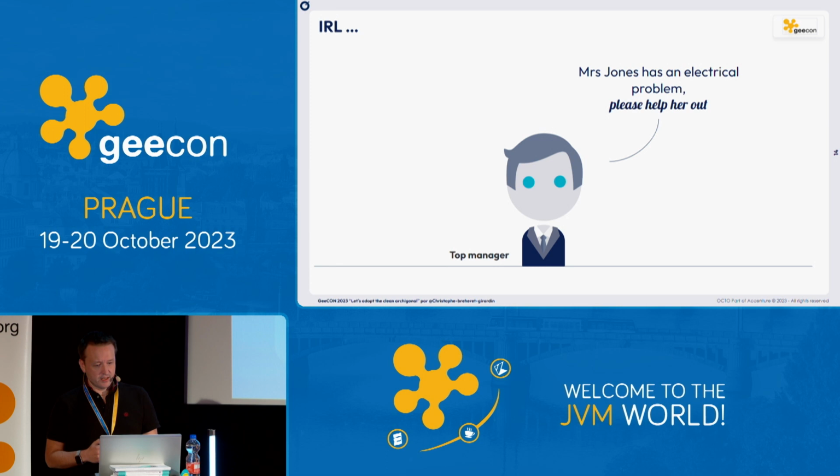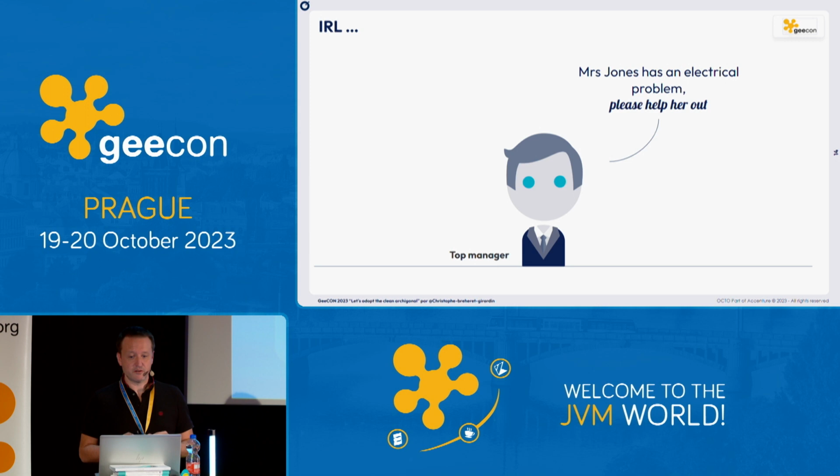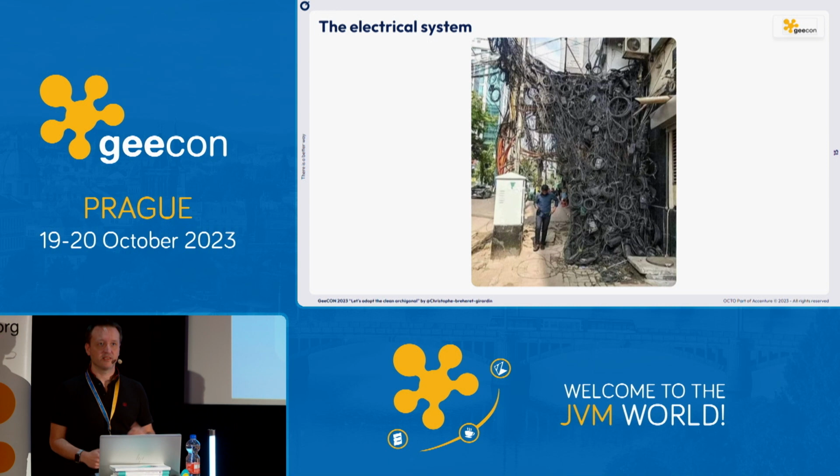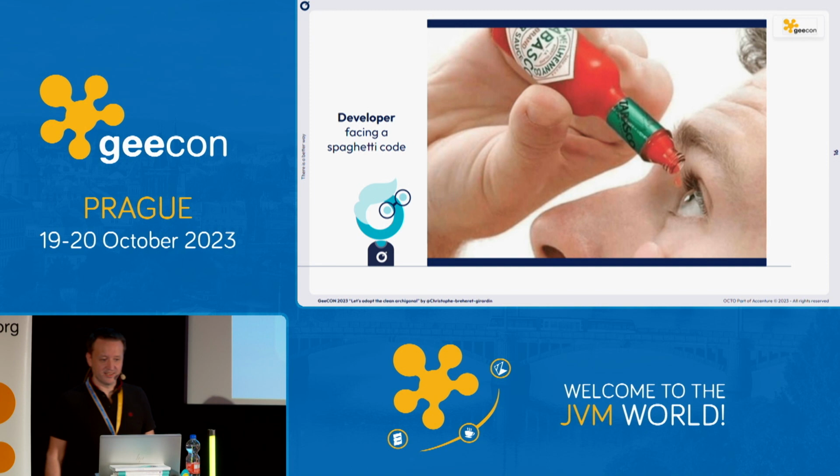So for those who don't know what it is, in real life, it's like you have a top manager who said, Mrs. Jones has an electrical problem. Can you please help her? You go there, and you see that. OK, that's a spaghetti. We are in the theater. Oh yeah, this is you facing a spaghetti code. It hurts.